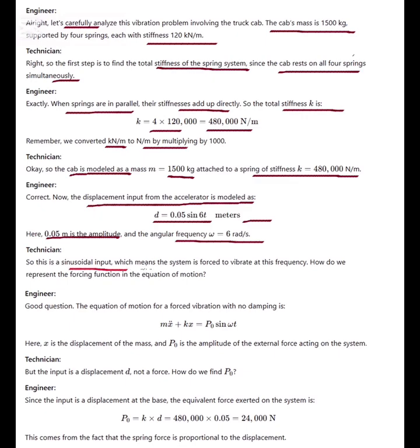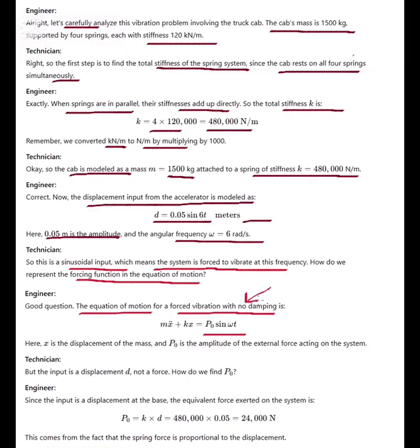So this is a sinusoidal input, which means the system is forced to vibrate at this frequency. How do we represent the forcing function in the equation of motion? So we know the forcing function, the equation of motion. This is the equation of motion with a forced vibration with no damping.